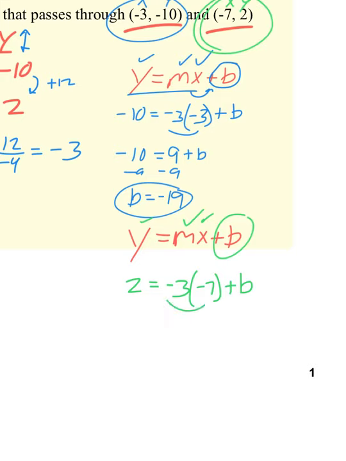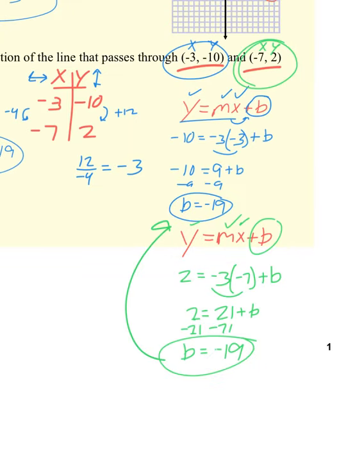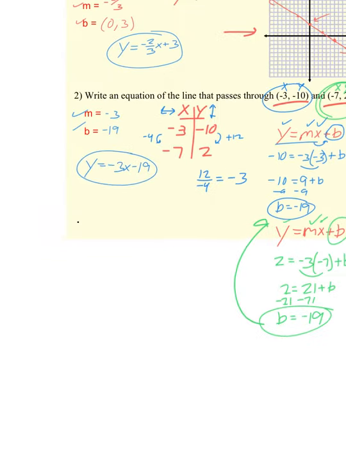If I multiply these two together, I get 21. So 2 equals 21 plus b. Subtract 21 from both sides. And yep, 2 minus 21 still equals negative 19. So what do you know? Just showing that it does work. Doesn't matter which point you would use. Either way, we should be able to get to the correct equation.